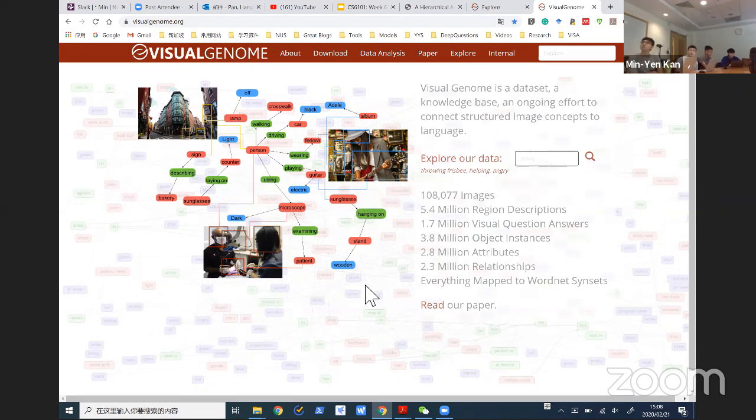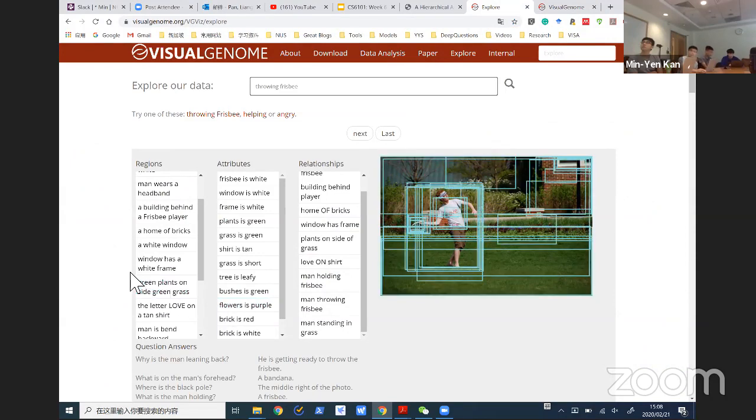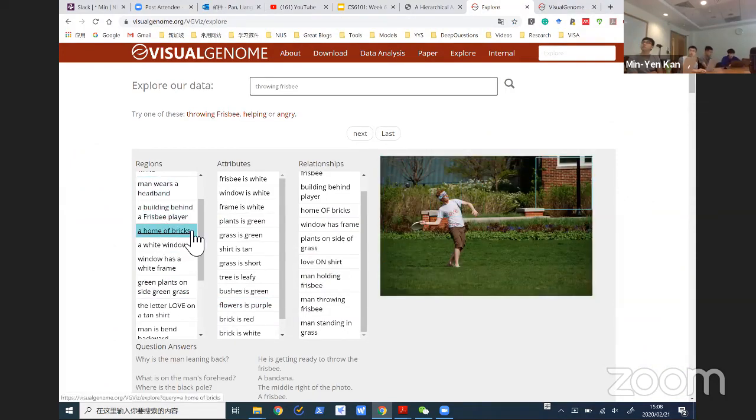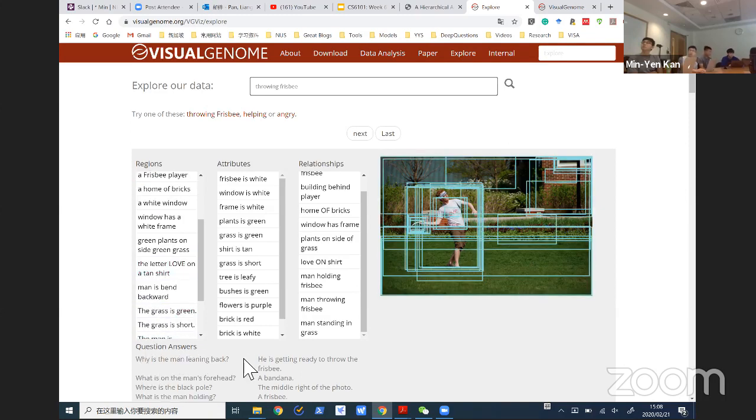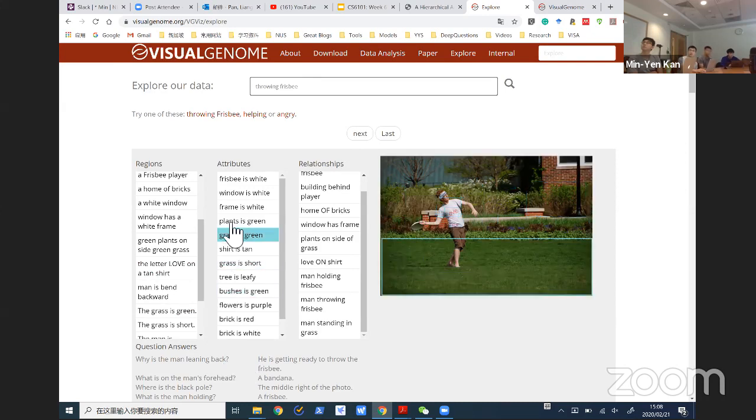This data actually has very rich information. You can see one example here. They have a visualization system, as you can see. These are attributes, and these are relationships, and these are regions. And they even have question answering pairs labeled by humans. This dataset is very popular in the image captioning domain.